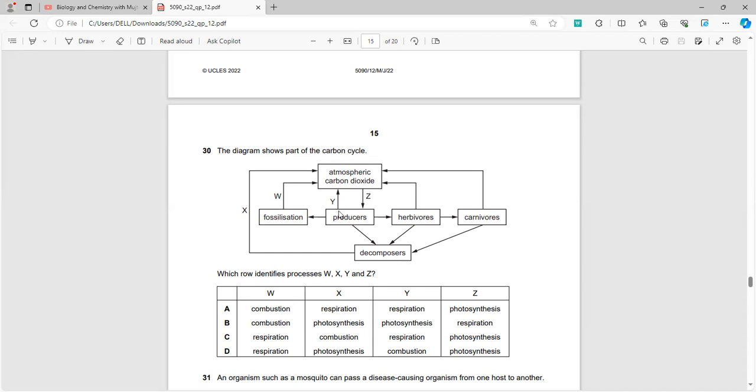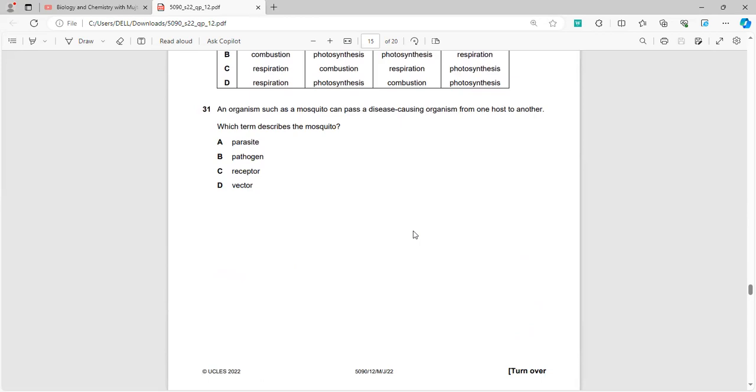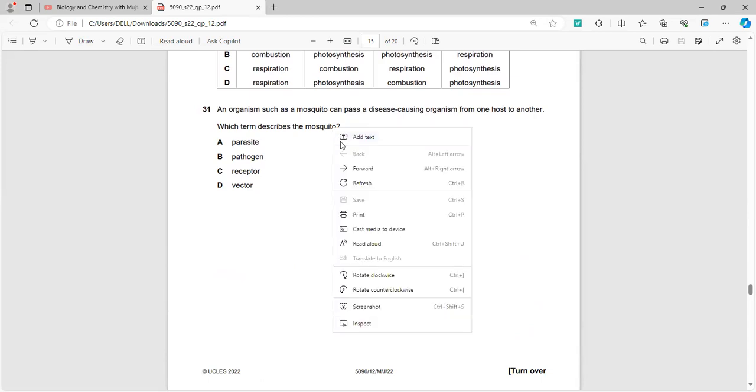So in the process of photosynthesis, we all know that plants take in carbon dioxide, and in respiration they release CO2.